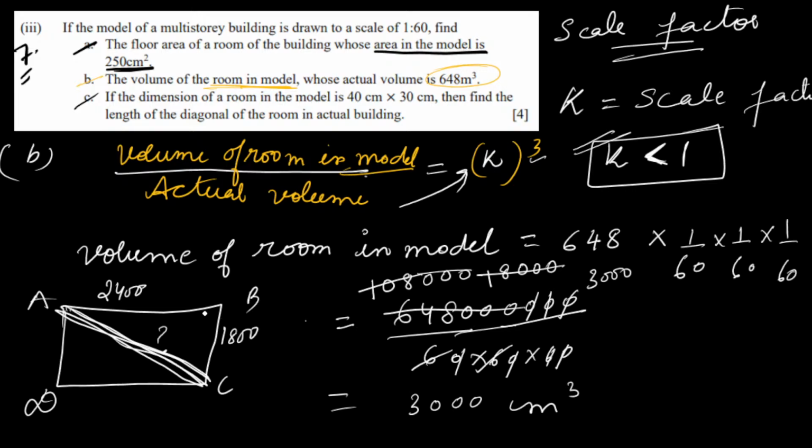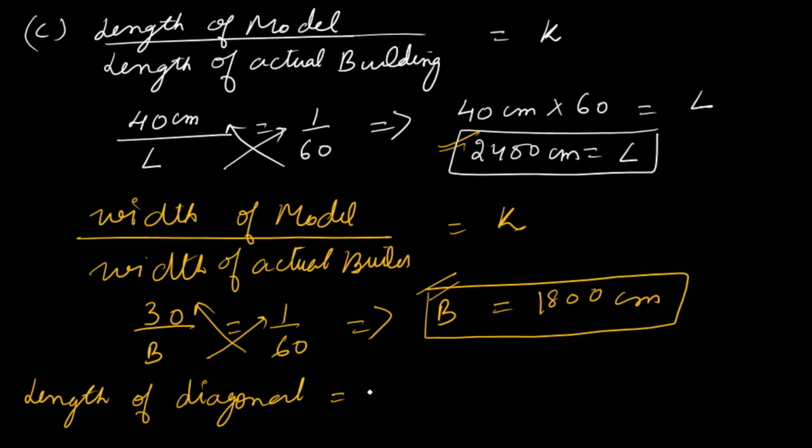Yes, we can use Pythagoras theorem because in a rectangle, we know all angles are 90 degrees. So we can use Pythagoras theorem. The hypotenuse here is the diagonal. So the square of the hypotenuse is equal to perpendicular square plus base square, the squares of the other two sides. So this will be square root of 2400 whole square plus 1800 whole square.